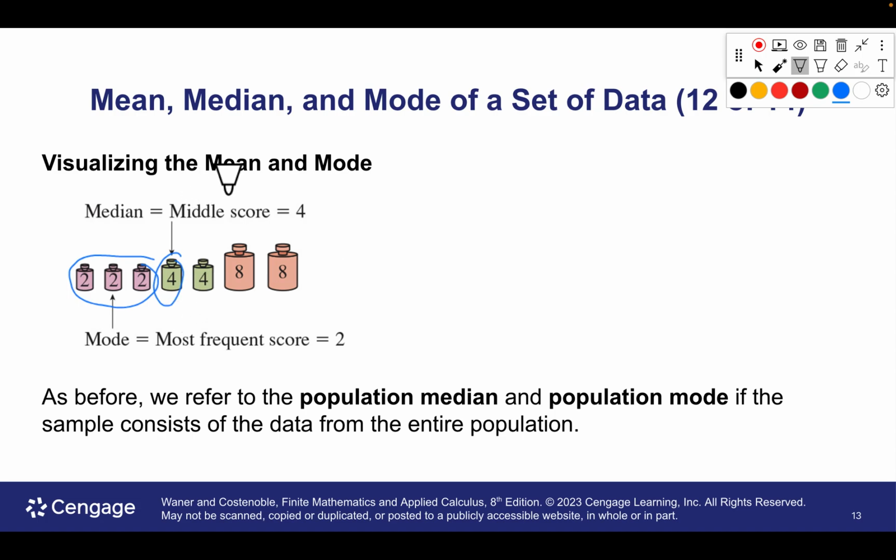And actually, they don't give us the mean. Let's do that real quick. To get the mean, it would be 2 plus 2 plus 2 plus 4 plus 4 plus 8 plus 8, and then we're going to have to divide by 7.